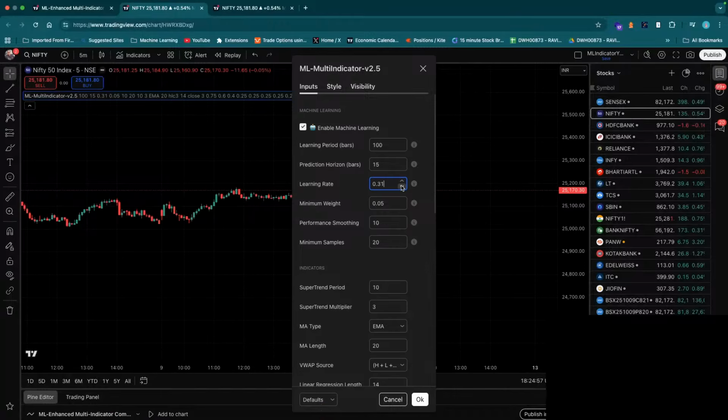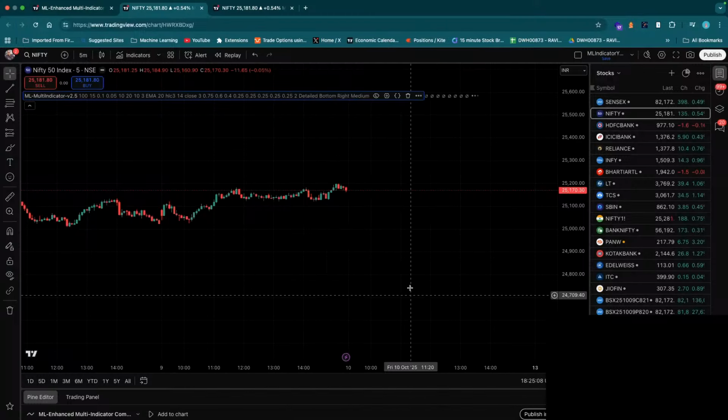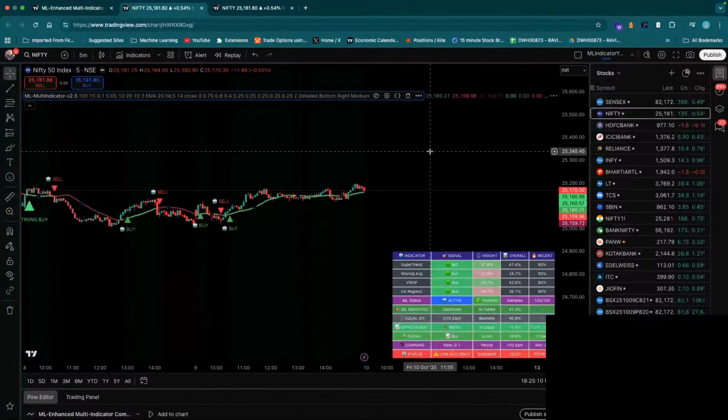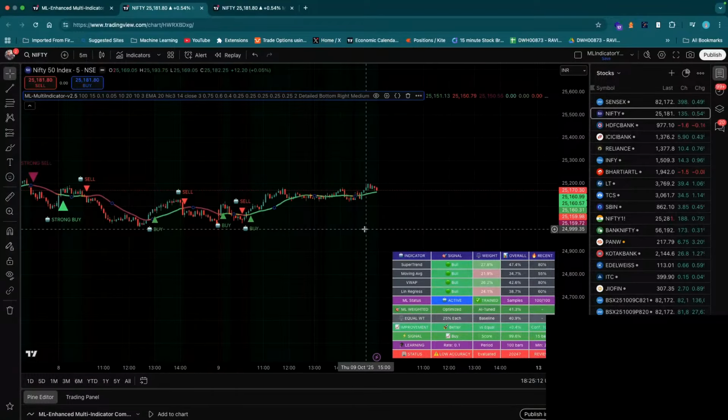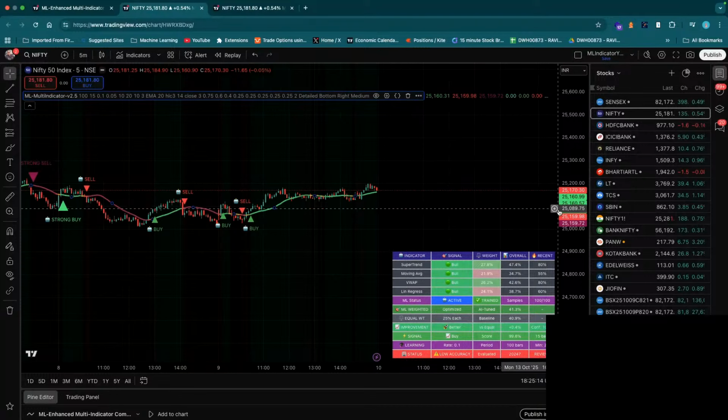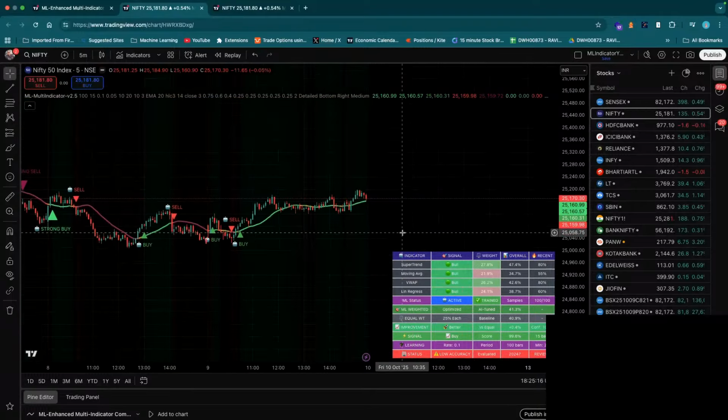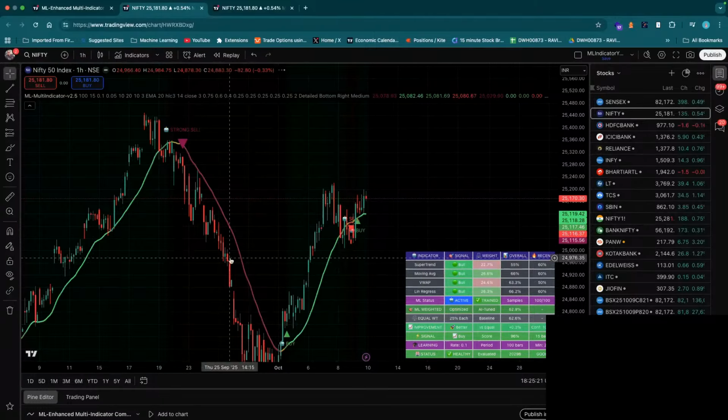So let's make it 0.1. One suggestion: because it takes some time to do the learning and other things, if you're trying to use these charts, keep them ready in advance before the market opens, so that it will not take time. Sometimes even 1 minute or even 30 seconds looks too long. So you probably open all these charts and keep them ready.